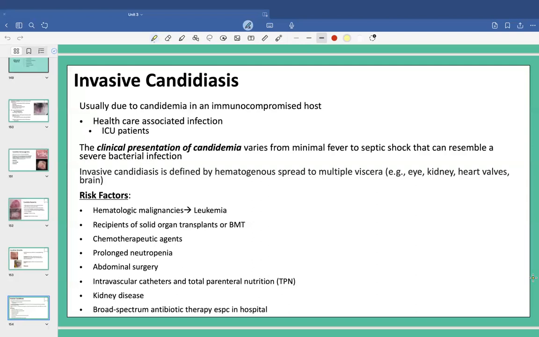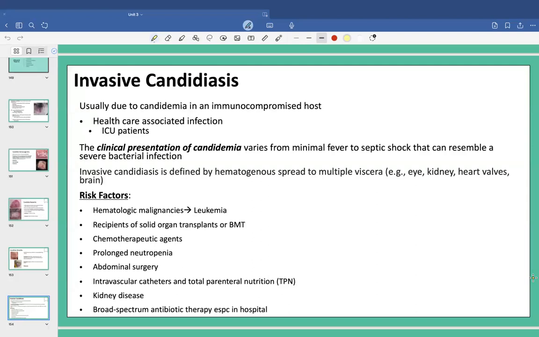And who is at risk? Our same patients we talked about, those immunocompromised patients, that's what we're thinking about for most of these fungal infections. So if you've got leukemia or lymphoma, you've had an organ transplant, stem cell transplant, you're on chemo, you've had a prolonged low white blood cell count, neutropenia, recent abdominal surgery or multiple abdominal surgeries. If you've had a lot of antibiotics in the hospital, if you're receiving parenteral nutrition, if you've had kidney failure or hemodialysis, these are the patients we are worried about for invasive candidiasis.